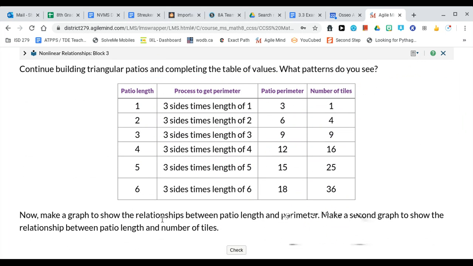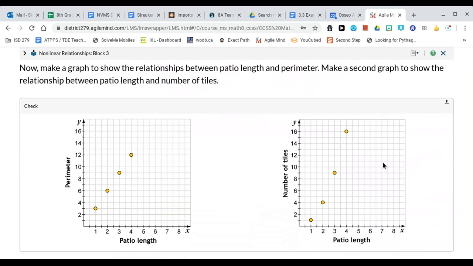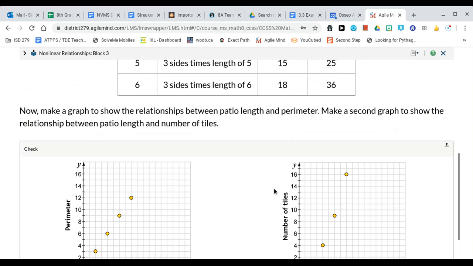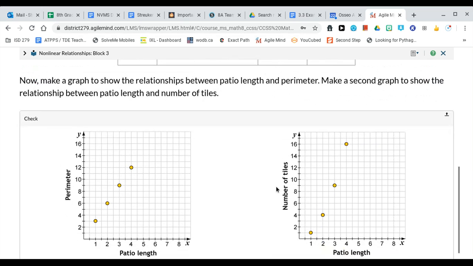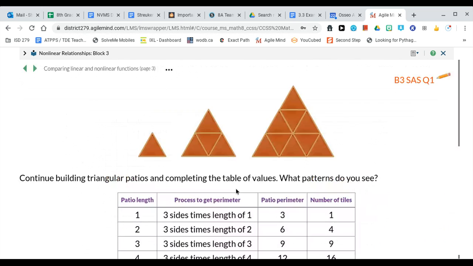Now make a graph to show the relationship between patio length and perimeter. Make a second graph to show the relationship between patio length and the number of tiles. So if you're going to make a graph, your graph should look something like this. If you can see, the perimeter looks like it's going in a straight line. The number of tiles, though, doesn't look like it's going in a straight line anymore. It looks like it's kind of curving up. So I wonder which one of these is going to be linear and which one of these is going to be nonlinear.